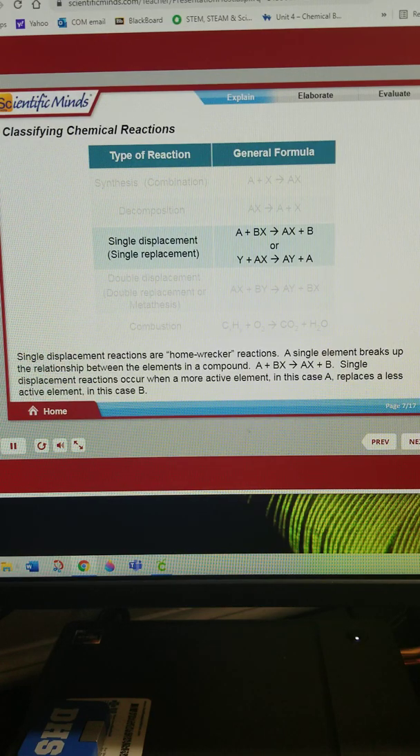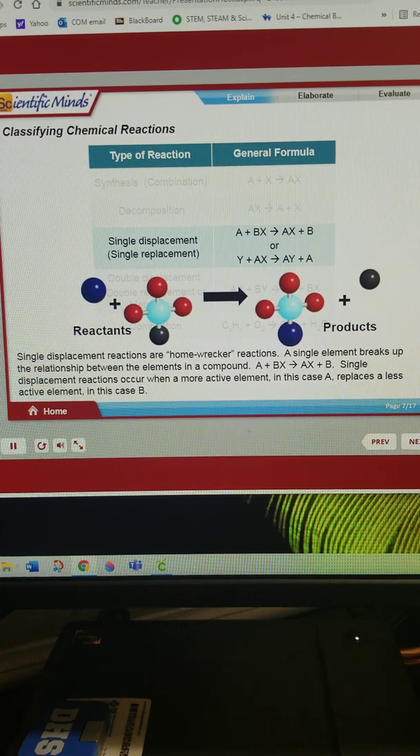Single displacement reactions are home-wrecker reactions. A single element breaks up the relationship between the elements in a compound. A plus BX yields AX plus B. Single displacement reactions occur when a more active element, in this case A, replaces a less active element, in this case B.